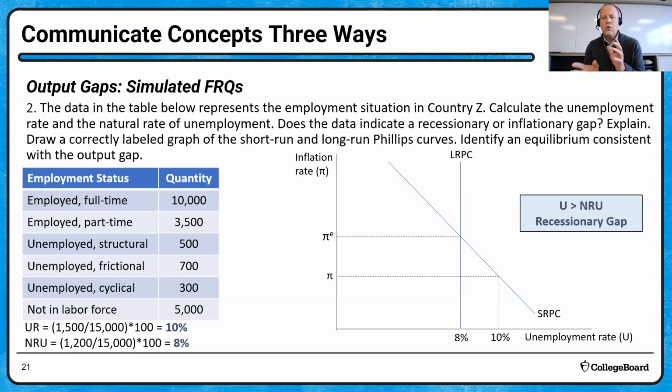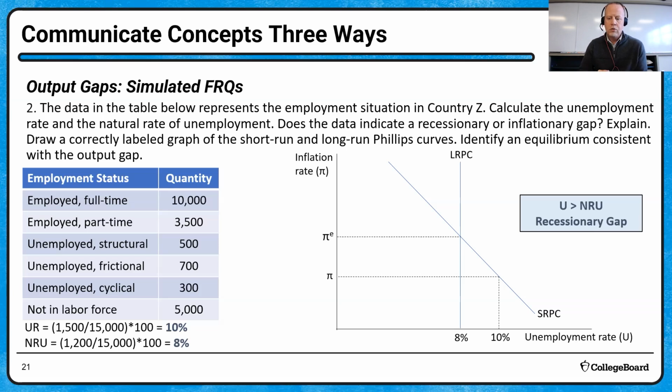Don't be confused. Don't think of the gaps. Don't memorize the gaps from AD-AS and try to apply them in the same way here. We have to understand that unemployment on the x-axis means we're going to look at things a little differently. Use the data, interpret the data, know that output is not on this model, but we can interpret the output gap as a result.